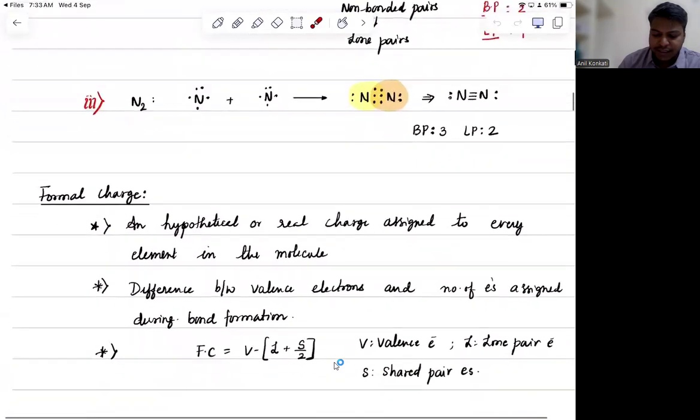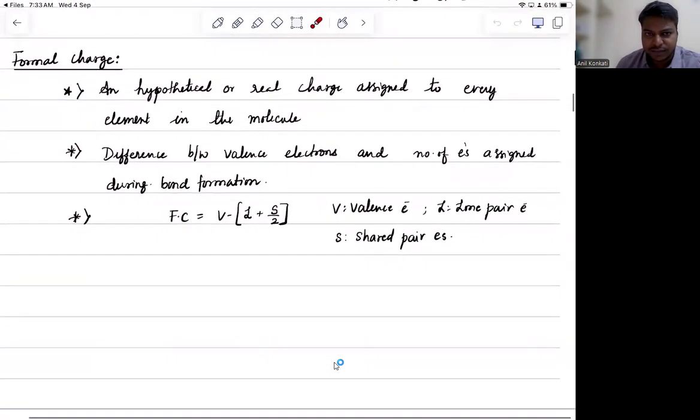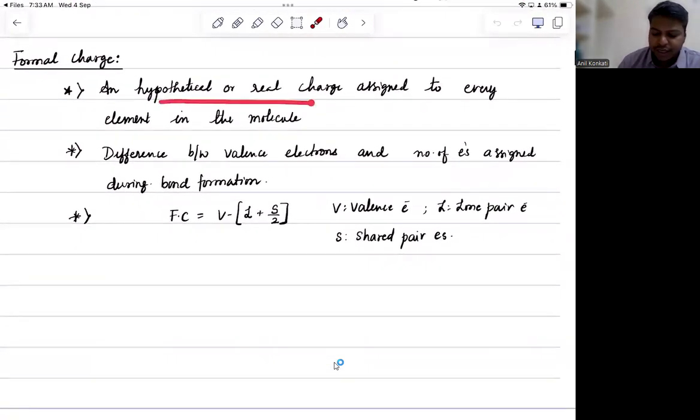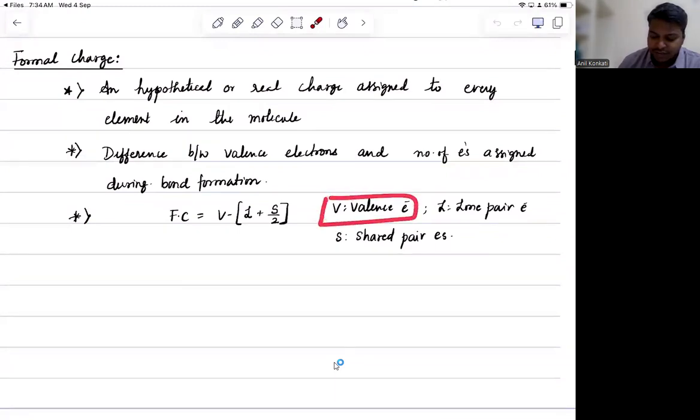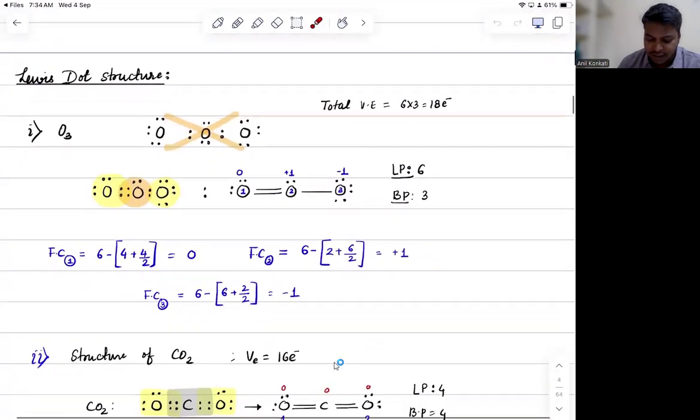Let us understand the term formal charge. A hypothetical or a real charge assigned to every element in the molecule is called the formal charge. It is the difference between the valence electrons and the number of electrons assigned during the bond formation. Formal charge is the number of valence electrons minus the lone pair electrons minus half the shared pair electrons present with us. Okay, clear?